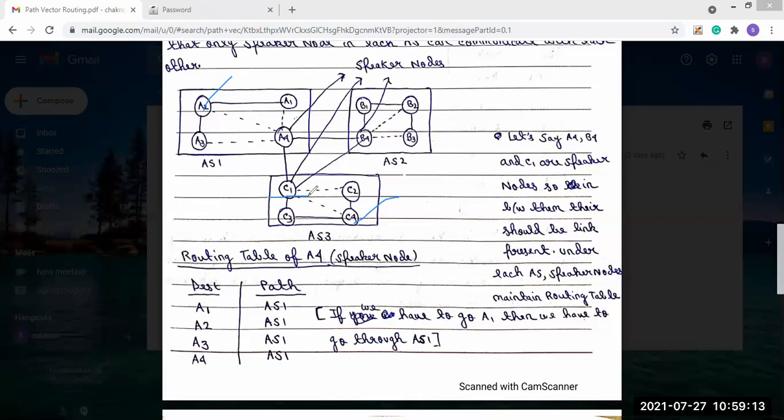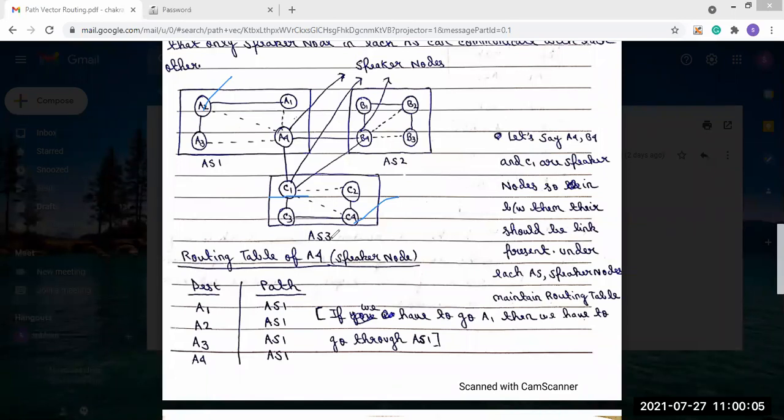Now C1 will do what? C1 has the information of all because it is connected with each of the other speaker nodes. So C1 has all the information available. C1 has the information that it has to go to A2. So C1 will communicate with the speaker node of the autonomous system in which A2 is present. It has the information because the routing table is shared with each other. C1 has the information that the A2 node is present in autonomous system 1.